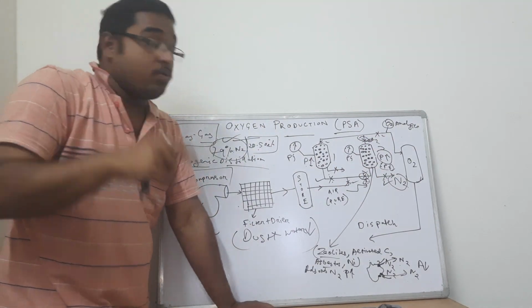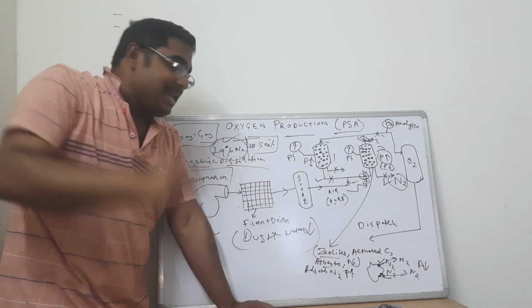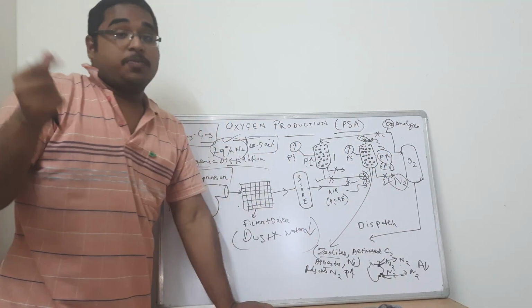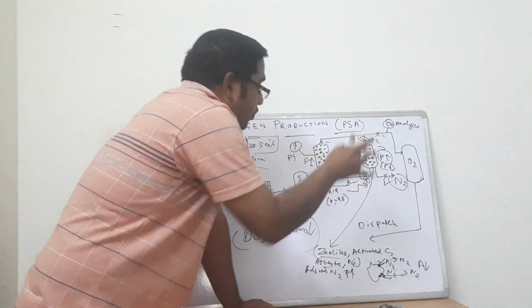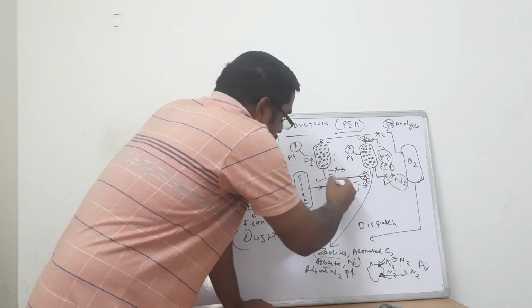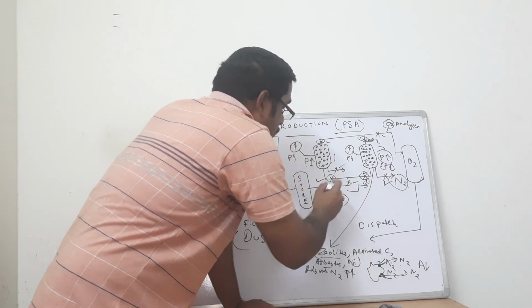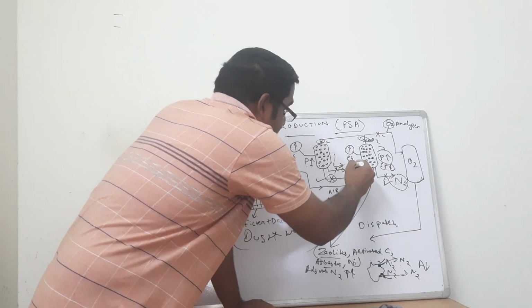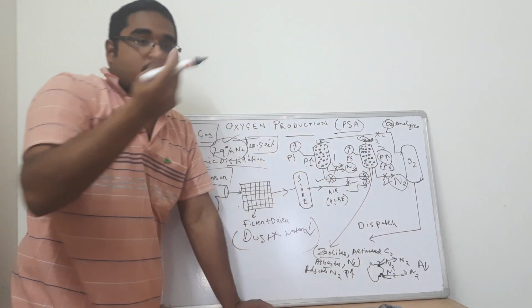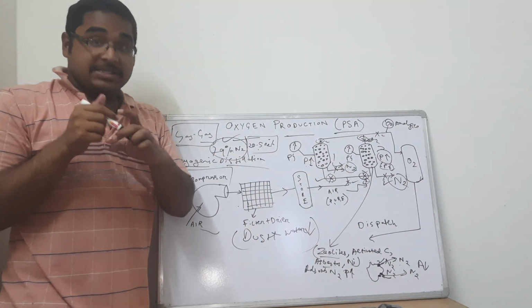We have let the nitrogen out by dropping the pressure, and then we again increase the pressure to further undergo adsorption of the remaining nitrogen. In that process, this valve and this valve are again closed and this valve is opened so that the nitrogen can escape from here. So again, the bed of adsorbent is regenerated.